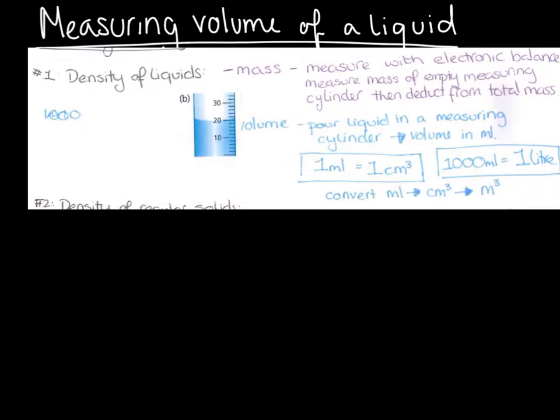So if we now look at measuring the density of a liquid, again we use the electronic balance to measure the mass of the liquid, and to do that we need to measure the mass of the container that we put the liquid in first, and then find the mass of the container and the liquid and subtract the two to find the mass of the liquid. And then we're going to measure the volume in a measuring cylinder. This will give us a volume in millilitres, and then we need to convert millilitres into centimetres cubed, and then centimetres cubed into metres cubed. But you don't need to worry about that too much now, just bear in mind the units.